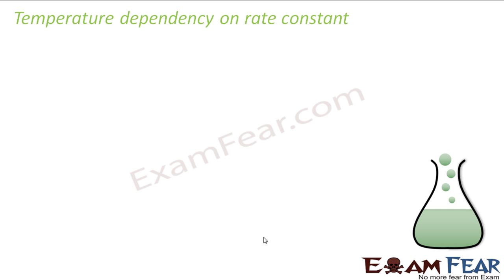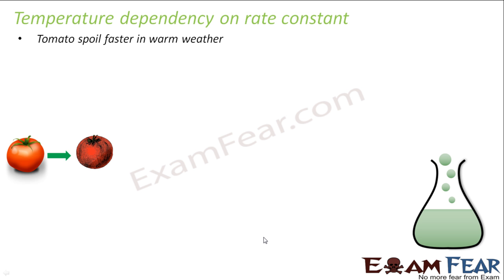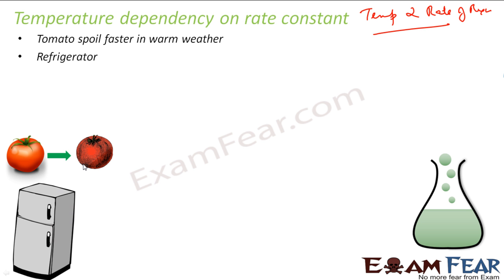Now we'll talk about a very critical topic called temperature dependency of rate constant. As you see, the tomato or any vegetable spoils faster in warm weather. The temperature is more, the reaction rate is more. This is what we have seen, right? Temperature is directly proportional to rate of reaction. In warm weather, the tomato spoils faster.